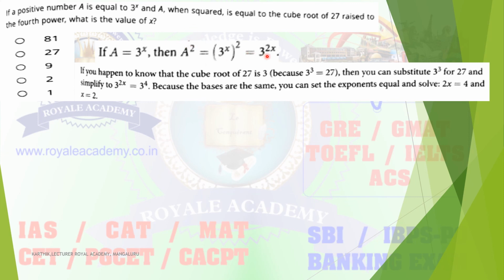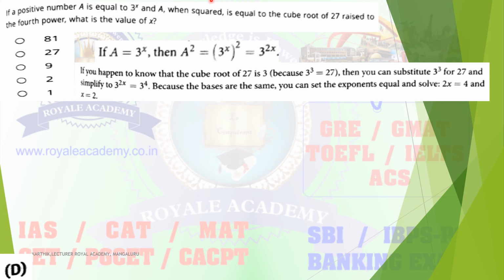So the left hand side expression is 3 to the power of 2x, that is already fixed, is equal to the cube root of 27, the answer is 3, then raised to the fourth power, that is nothing but 3 to the power of 4. Then you have to determine the value of x. You can easily determine, because the 3 on the left hand side and the 3 on the right hand side cancel each other. So then 2x is equal to 4, the value of x is equal to 2. Easily you can simplify and find out the answer for x. I hope all of you understood. So answer D is correct. So the answer is 2.